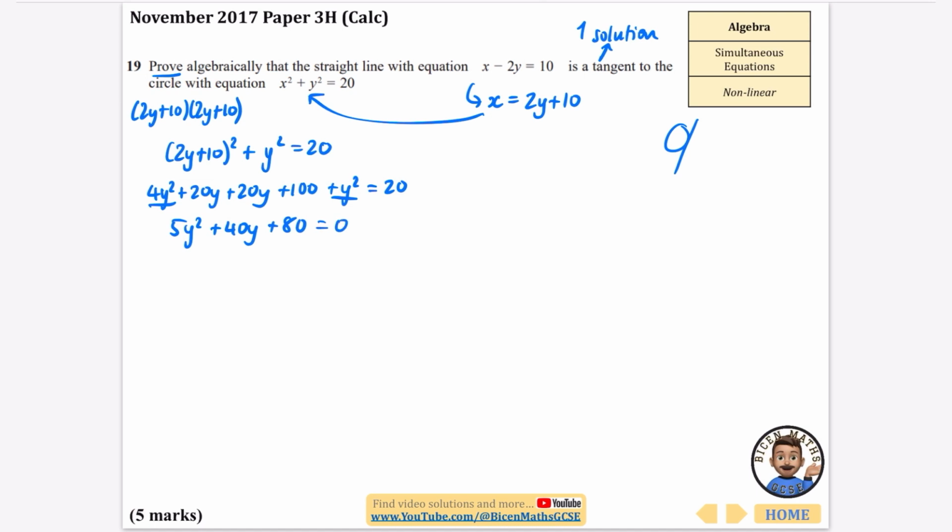Now luckily this can all be divided by 5, including 0, because when you do 0 divided by 5, you get 0. So you get y squared plus 8y plus 16. This is a calculator one, but I'm going to do it without a calculator.